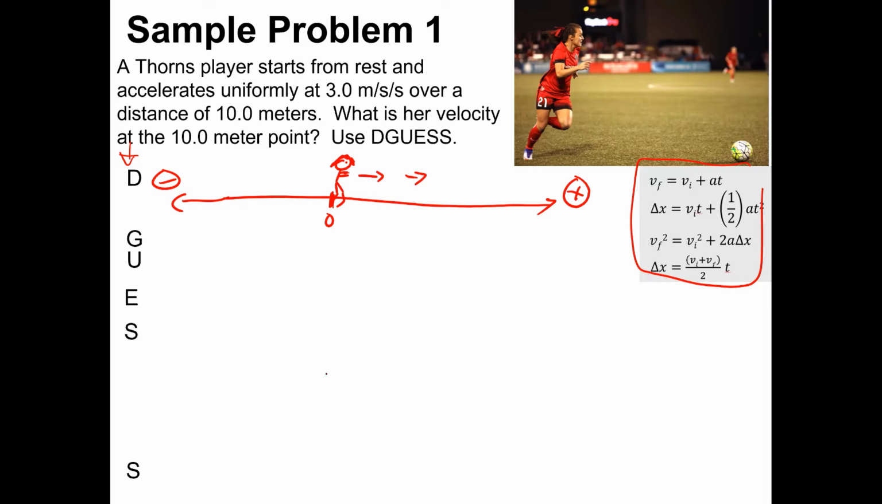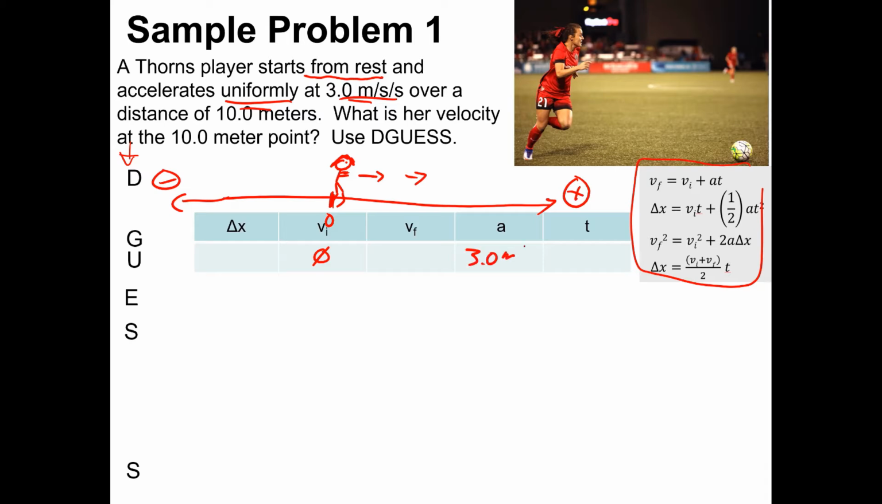Okay, the givens. To figure out the givens, I'm going to make that table that I talked about in the last video, the displacement, v, a, t table. Now I'm going to read the problem carefully and figure out which information I have. A Thorns player starts from rest. From rest, what does that mean? From rest means that my initial velocity is 0. And accelerates uniformly. That word uniformly is important because it tells me that the acceleration is constant, and therefore I can use these constant acceleration equations. At 3.0 meters per second, what is that? That is my acceleration.